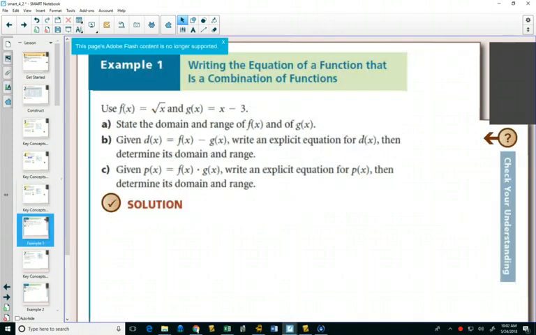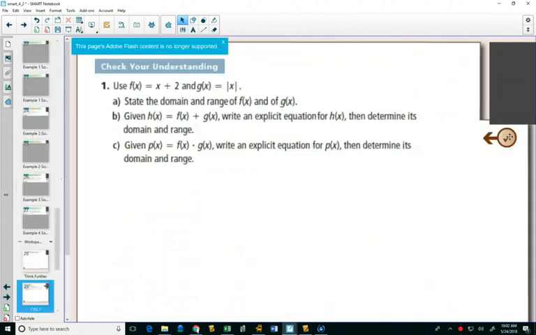So we get to example 1 here. And they're not asking us to graph in example 1. They give us two functions. f of x is x plus 2. That's a straight line. And g of x is the absolute value of x. So you have an idea that this is a line with a positive slope, and your absolute value graph looks like this.